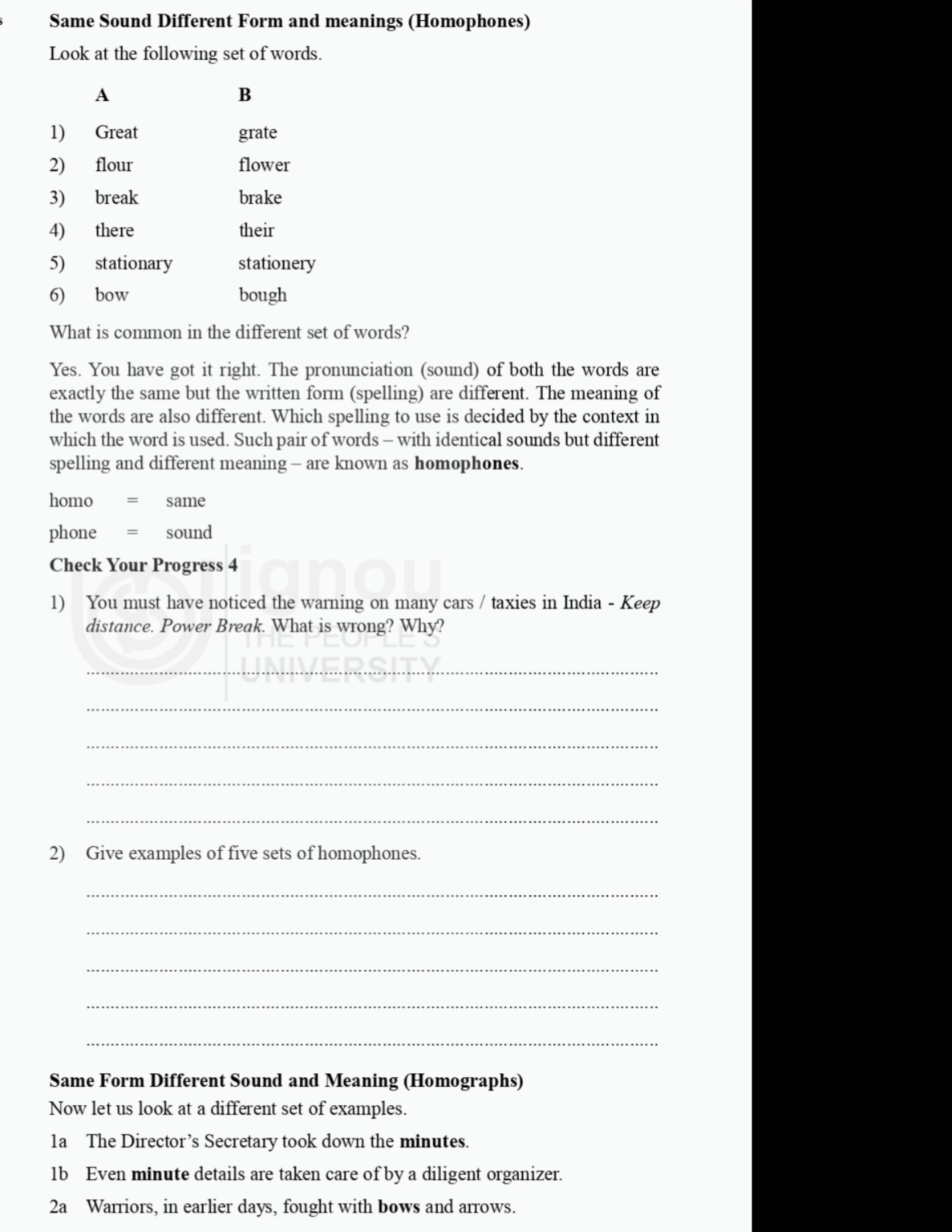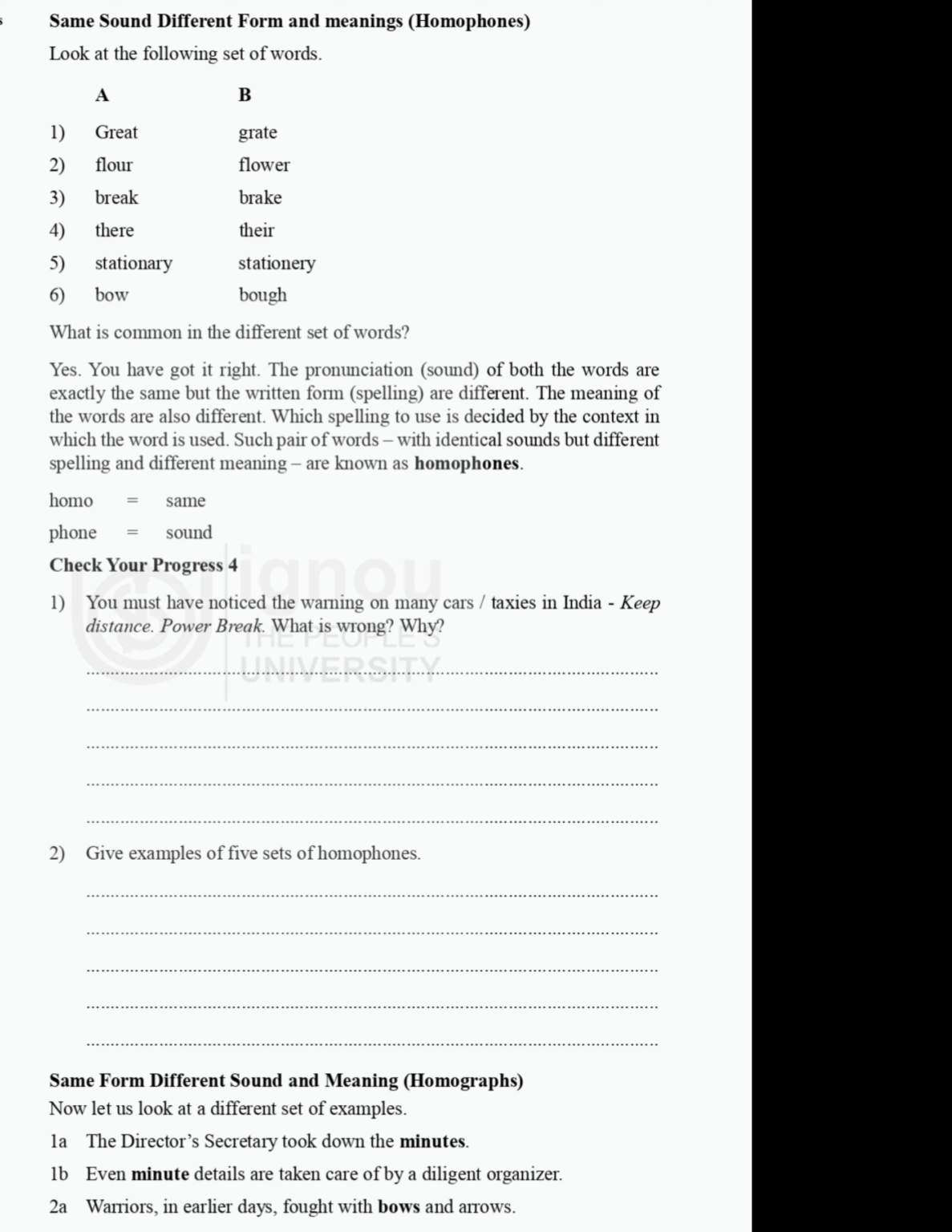Same sound, different form and meanings: homophones. Look at the following set of words. 1. Great, grate. 2. Flower, flour. 3. Break, brake. 4. There, their. 5. Stationary, stationery. 6. Bow, bough. What is common in the different sets of words? Yes, you have got it right.